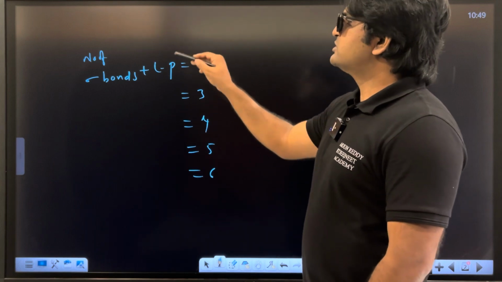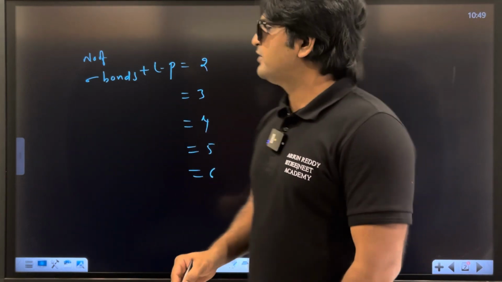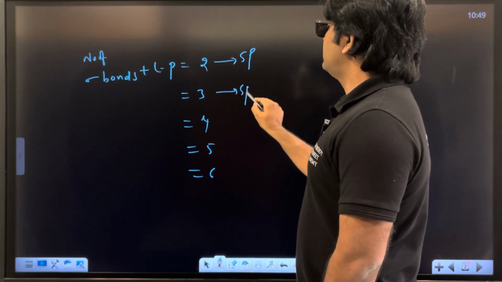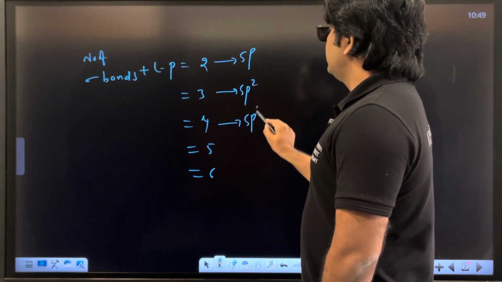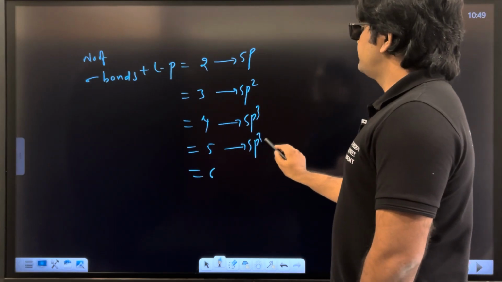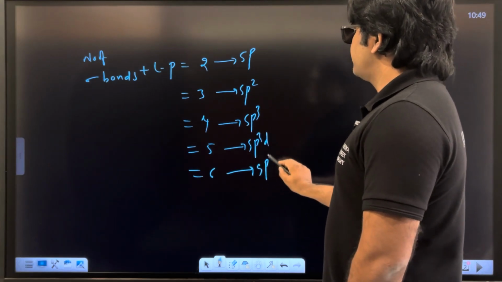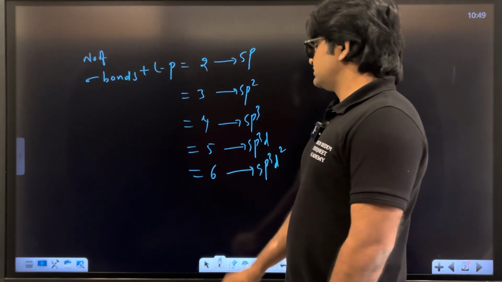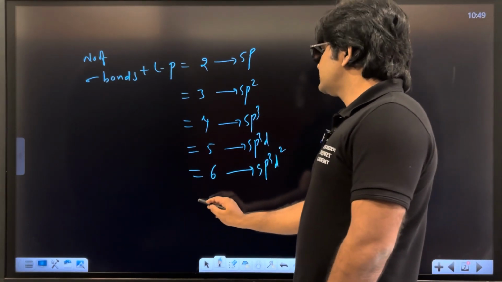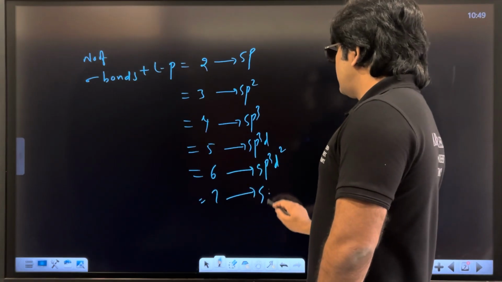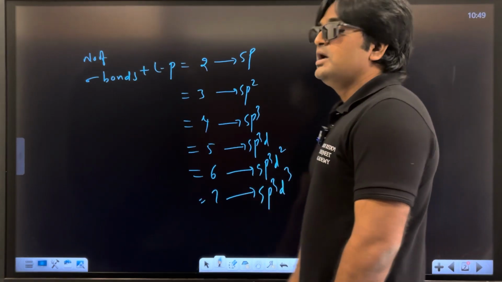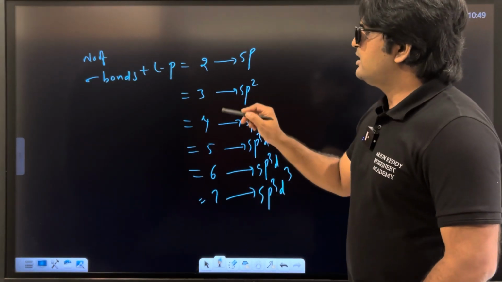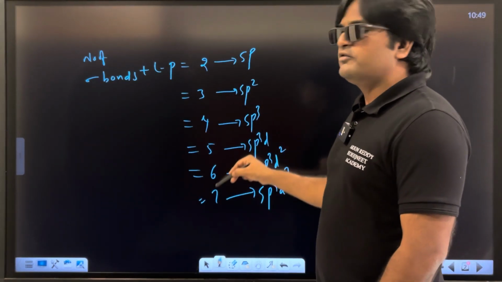If you get 2 as the sum of the number of sigma bonds plus lone pairs of electrons, then what is the hybridization? sp hybridization. Next, sp2, sp3, sp3d, sp3d2. Sometimes if you get 7, no problem, you can use sp3d3 hybridization. Now this is the first important thing: number of sigma bonds plus lone pairs equals 2, 3, 4, 5, 6, 7.